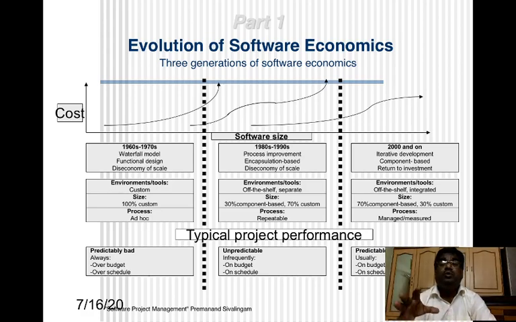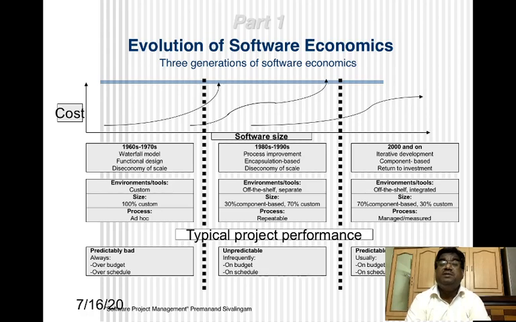So most of the projects today are running with the component based model only. Here 100% return on investment is possible. ROI, I already told you in the previous generation also. ROI means return on investment. Whatever you are investing, you will get returns. That means the project is going to become a success. Environment and tools are off the shelf, integrated.